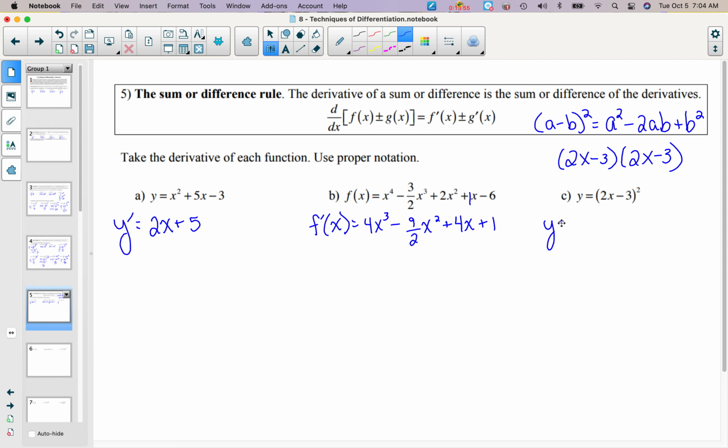So this is still y. So I square the first term, I get 4x squared. Multiply these in double, I get minus 12x. Square the last term, I get plus 9. So now I'm ready to find the derivative. So y prime is 8x minus 12. Remember, the derivative of a constant is 0.